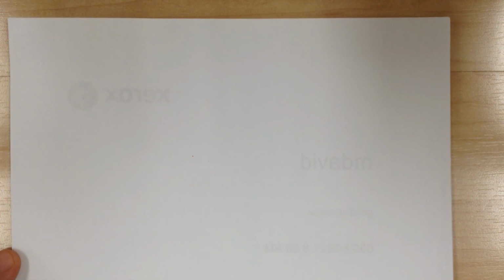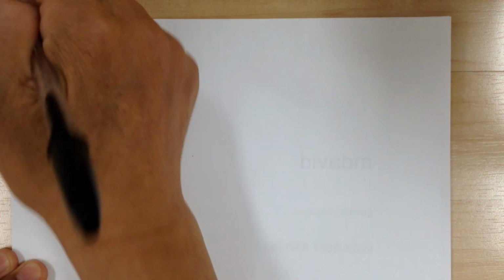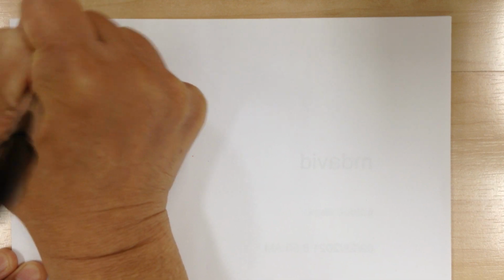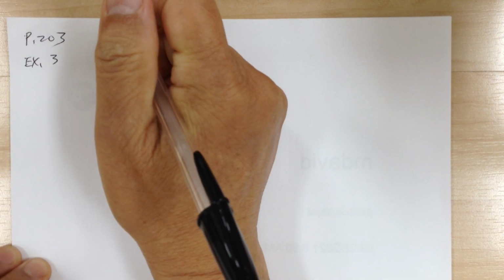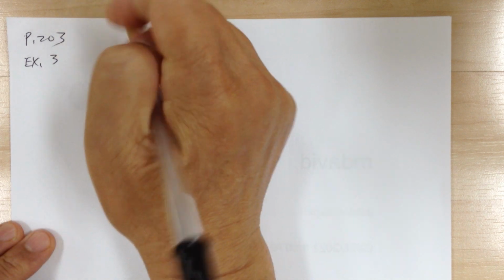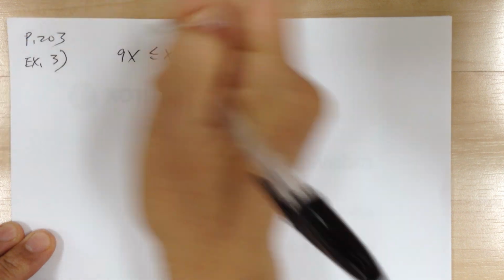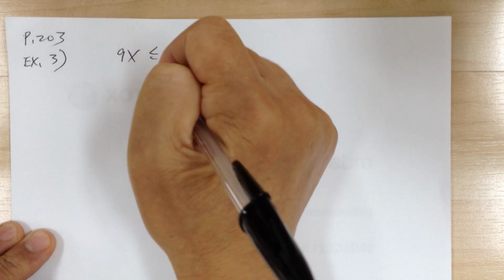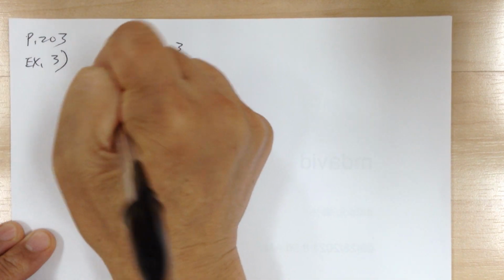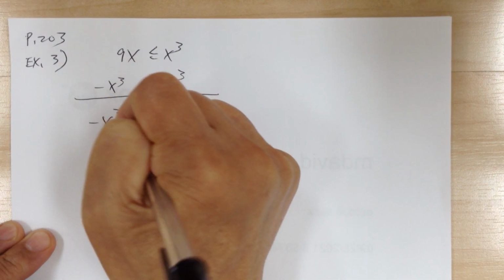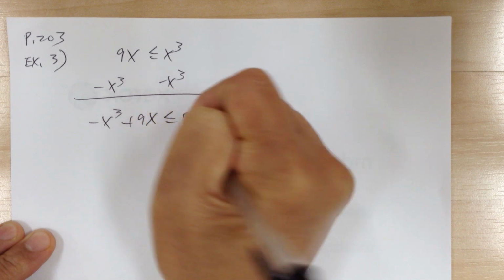Okay, let's go to example 3. Now the advantage of this method becomes more clear as you go to example 3. So example 3 is fun. It says find and graph the solution set of 9x is less than or equal to x to the 3. So let's make the right hand side equal to 0. So minus x cubed, minus x cubed. So you got -x cubed plus 9x is less than or equal to 0.